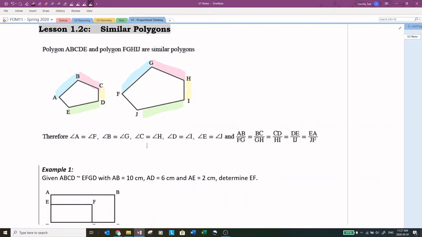And then the ratio of AB to FG, those are corresponding sides, BC to GH, CD to HI, DE to IJ. Oh, I could color those, couldn't I? DE to IJ is the green. CD to HI is the yellow. BC to GH is pink. AB to FG is blue. And EA to JF is not colored, as I didn't have enough colors. Okay? So if you need to pause and just take a look at that for a minute, go right ahead.